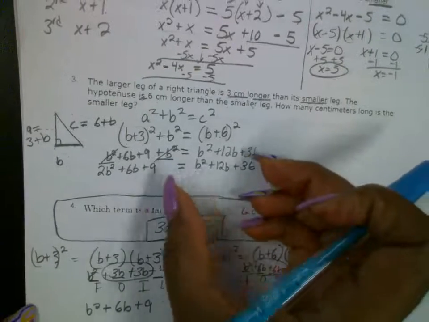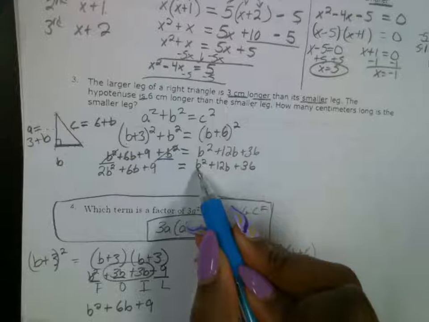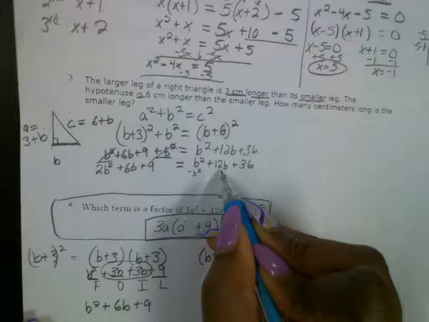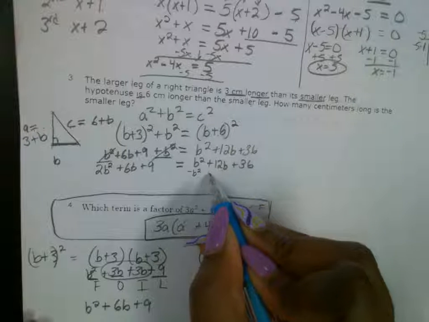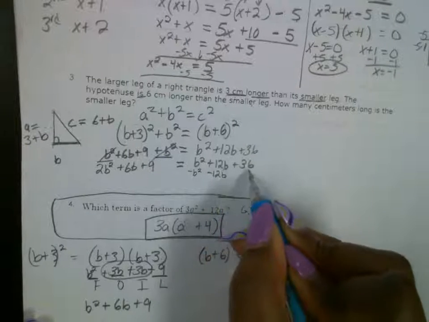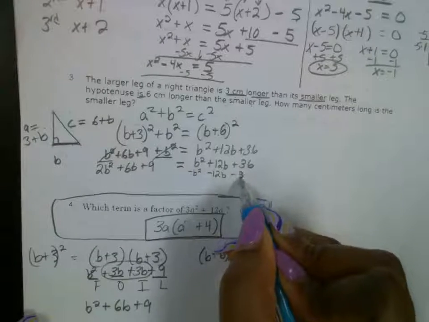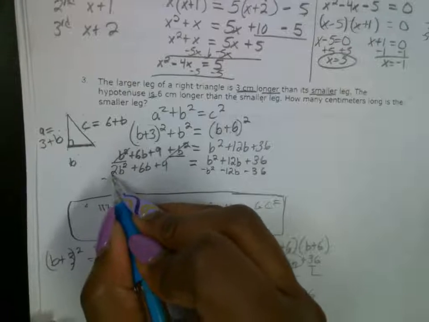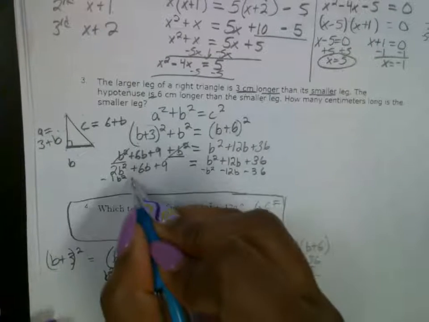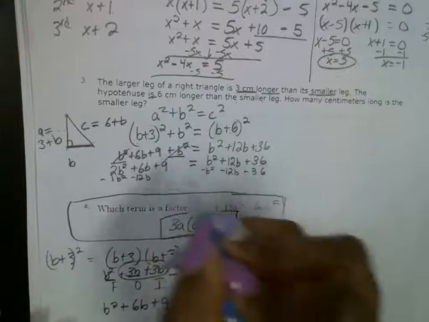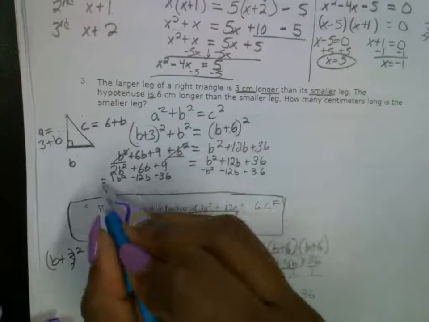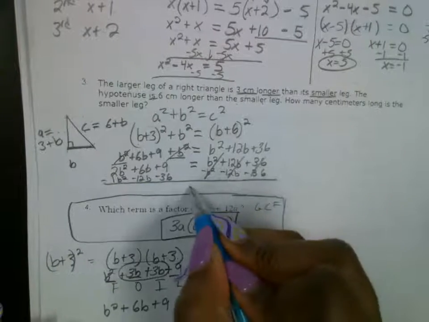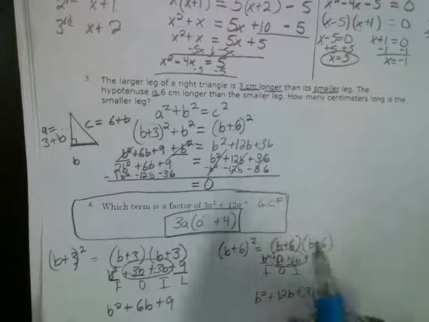So now I need to move these over here. In order to move the B squared over here, I subtract the B squared. How do I move a positive 12B? I subtract the 12B. And what about this? Subtract 36. So I'm going to subtract 1B squared here, subtract 12B here, and subtract 36. Now, when I subtract this side, this is going to be 0.